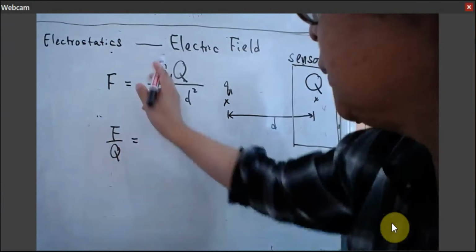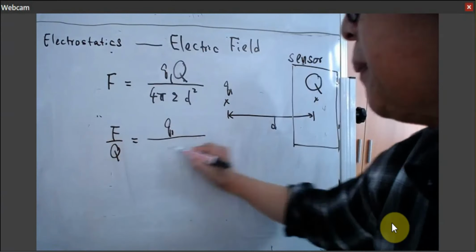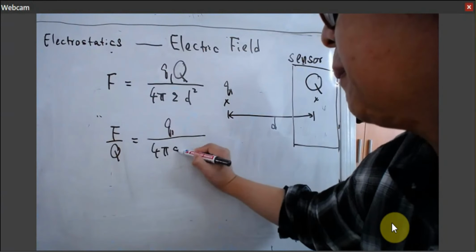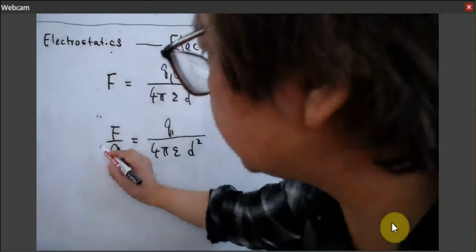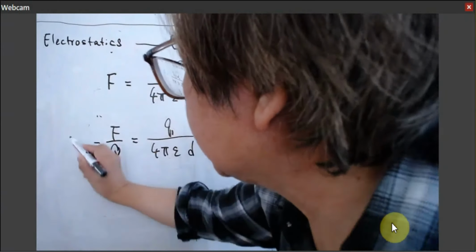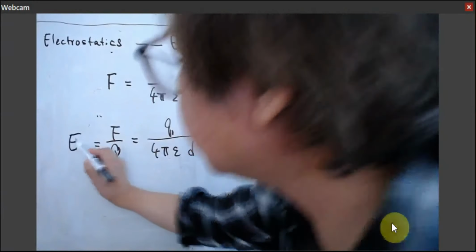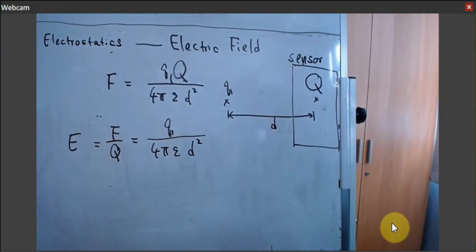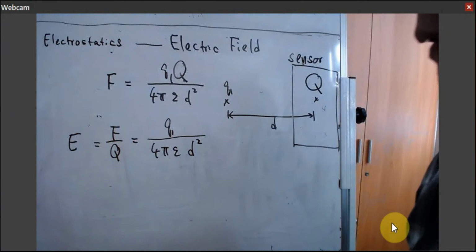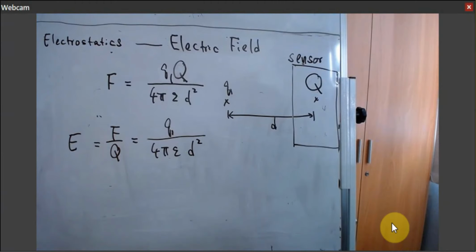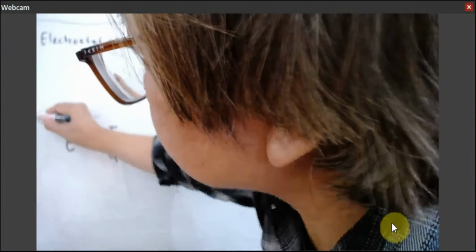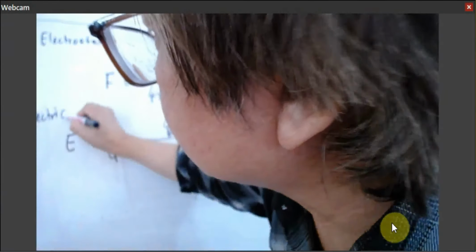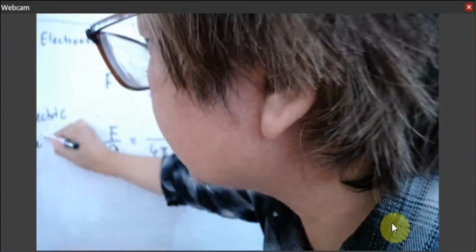Move Q1 to the left side. And this variable is the so-called electric field. We call this variable the electric field or electric field strength.